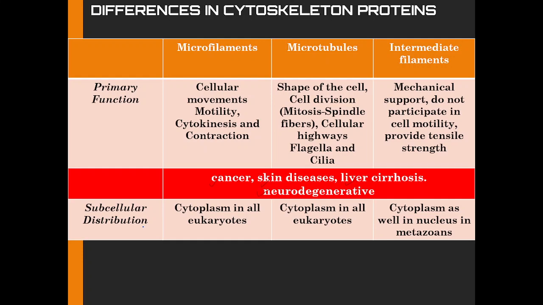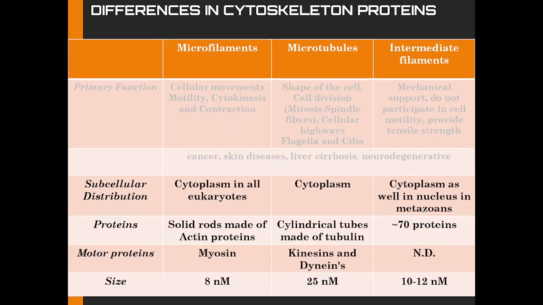If we look into the subcellular distribution, microfilaments and microtubules are present in the cytoplasm in all eukaryotes. The same is applicable to intermediate filaments, and they are present not only in the cytoplasm but also in the nucleus, but they are only restricted to the metazoans.